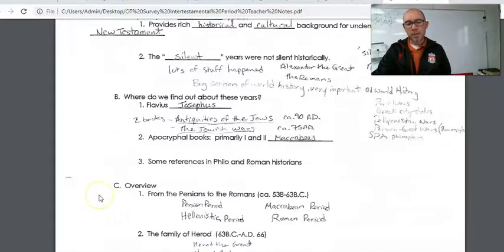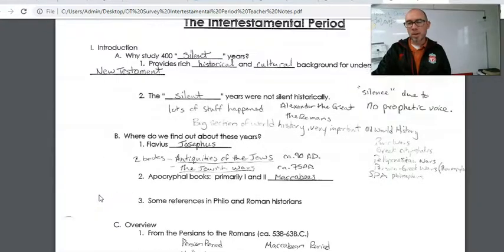As well as some references in Philo and Roman historians as they comment on what's going on in Palestine at that time and the Romans and their conquests and military campaigns and whatnot, and who was a proconsul and who was a governor and all that kind of stuff in various regions that they had conquered.